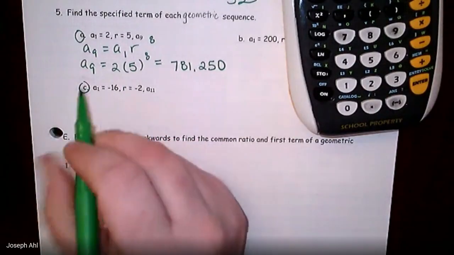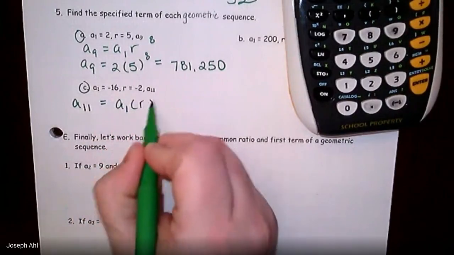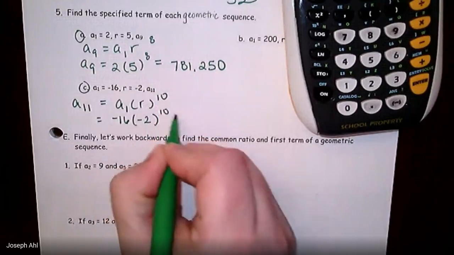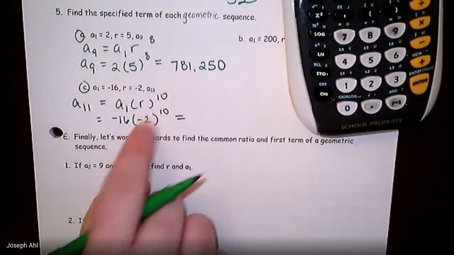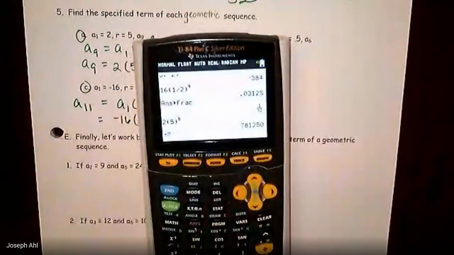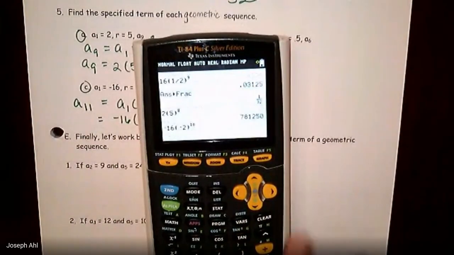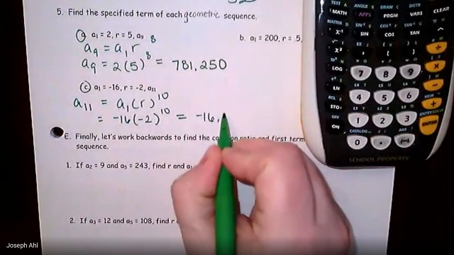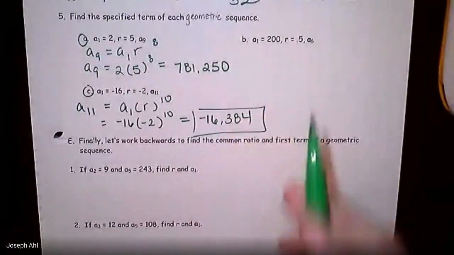And then in part c, a1 is negative. The r value is negative, so just make sure you carefully sub those in. The 11th term would be a1 times r to the 10th. -16 times the r value, -2 to the 10th. Keeping in mind a negative to an even power is going to make that a positive number, but then I'm multiplying it by a negative out front. So the final answer, if I type this in correctly, should be negative. Let's double check it here. Negative 16 times negative 2 to the 10th is negative 16,384. And again, you can try part b on your own if you want to double check that later.